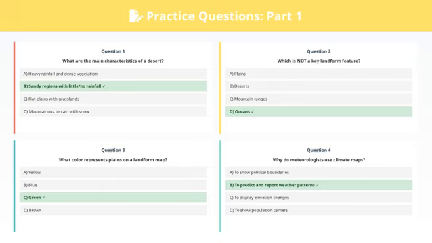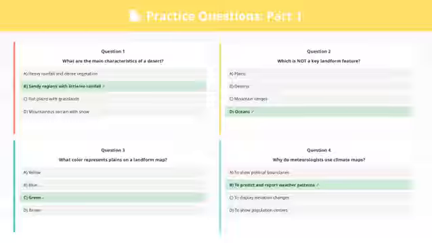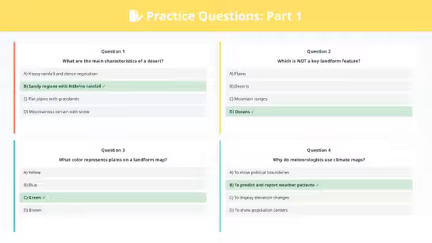Moving on, let's consider how we interpret landform maps. What color represents plains? The answer is C, green. On most landform maps, green is used to show plains or lowland areas because it indicates lush, flat, and fertile regions. Recognizing these colors helps us quickly understand the geography being presented.